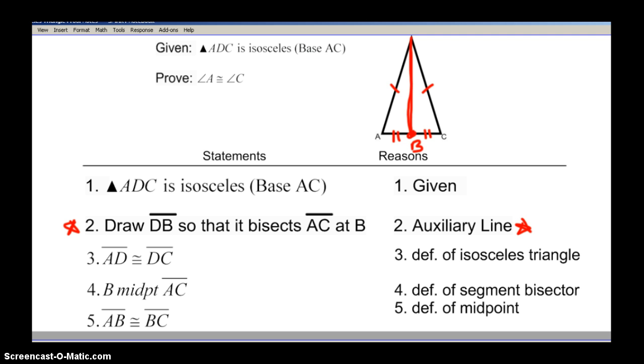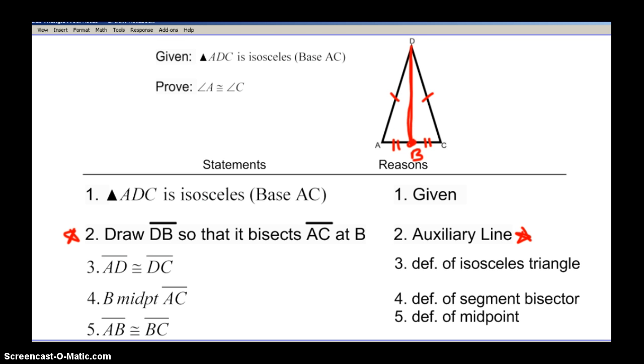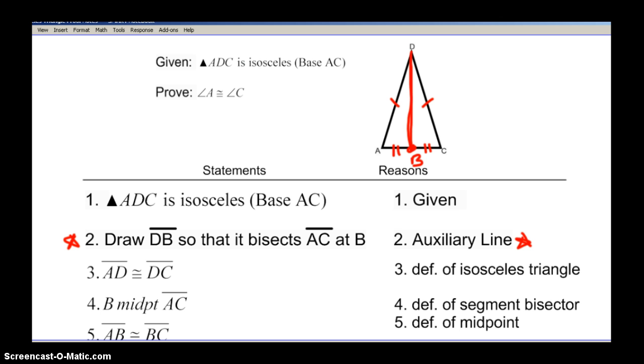Now let's go back up to our sketch and see what's going on here. Remember, you always want to keep the end in mind. So in the end, we want to prove that angle A is congruent to angle C. Those two angles we want to prove congruent. Right now we don't know anything about angles. We're really focusing on sides. We have these two sides congruent and these two sides congruent.